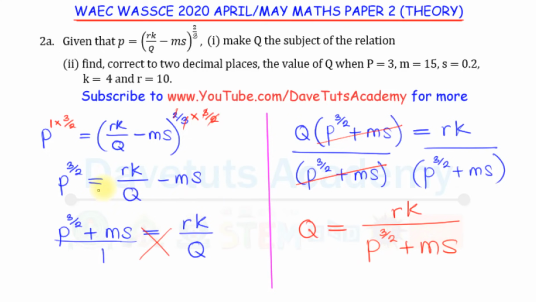The critical steps that we took was that starting from the onset, we multiplied by the inverse of the power that we have here. So we have 2 over 3 as a power, and we multiply by 3 over 2, which is the inverse of that power, so that we can free up the right hand side from its power. And we are doing that because Q is included in that. So from there we just solve algebraically to arrive at the answer that Q is equal to RK over P raised to power 3 over 2 plus MS. This is the solution to the first question that we're asked to solve, that we should make Q the subject of the relation. So we'll now go ahead to try and solve for the second one.